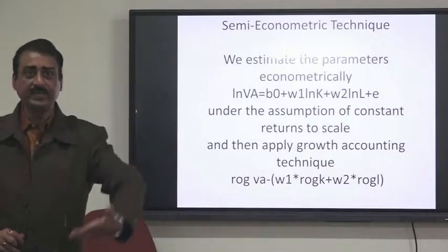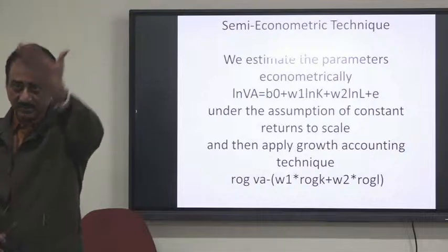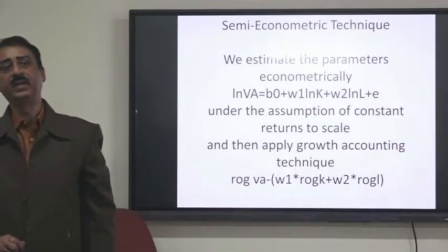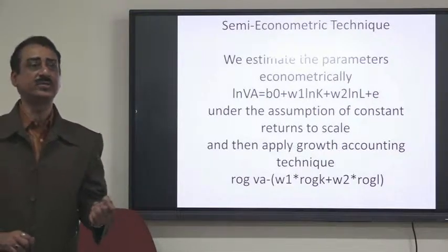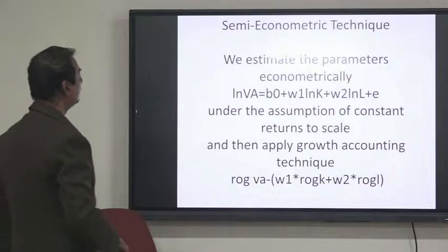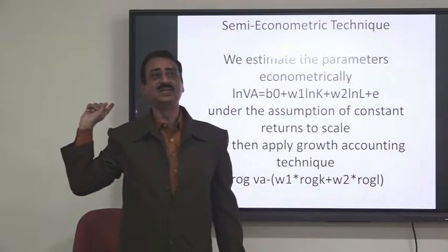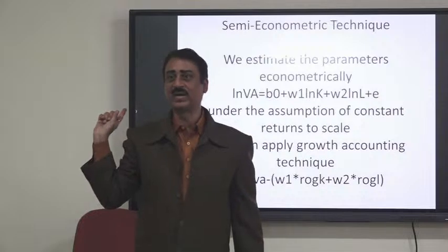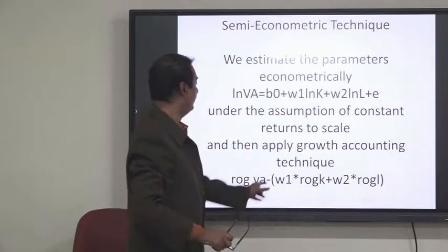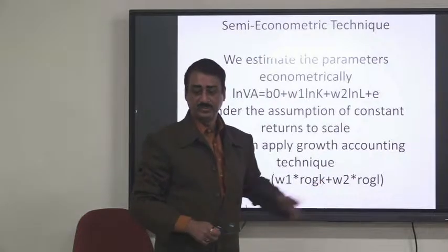Because on an average, the coefficients of capital and the coefficient of labor will be given, and those are the shares of capital and labor. So that is why some people prefer the semi-econometric technique over the growth accounting technique, because of this confusion that W1 and W2 need to be worked out.